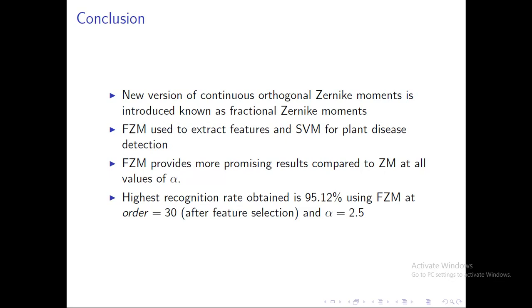In the end, we conclude that a new version of continuous orthogonal Zernike moments is introduced, known as fractional order Zernike moments, and FZM is used to extract features, and an SVM classifier is used for plant disease detection. We have seen that FZM provides more promising results compared to Zernike moments at all values of alpha, and we have achieved the highest recognition rate of 95.12% using fractional order Zernike moments at order 30 with feature selection and at alpha equal to 2.5.